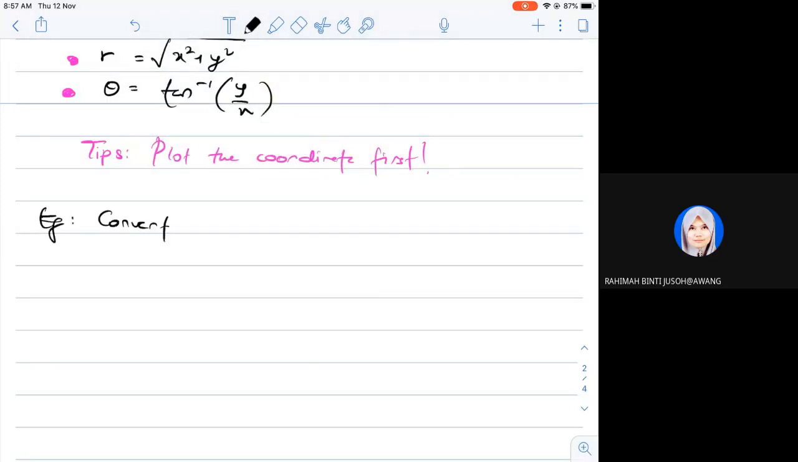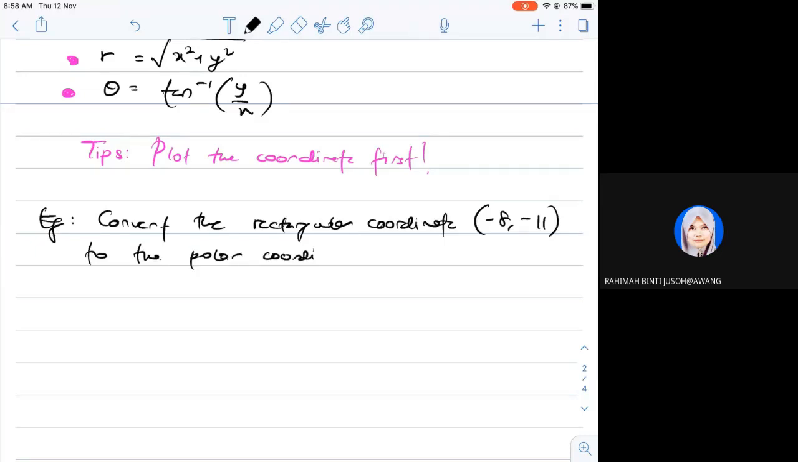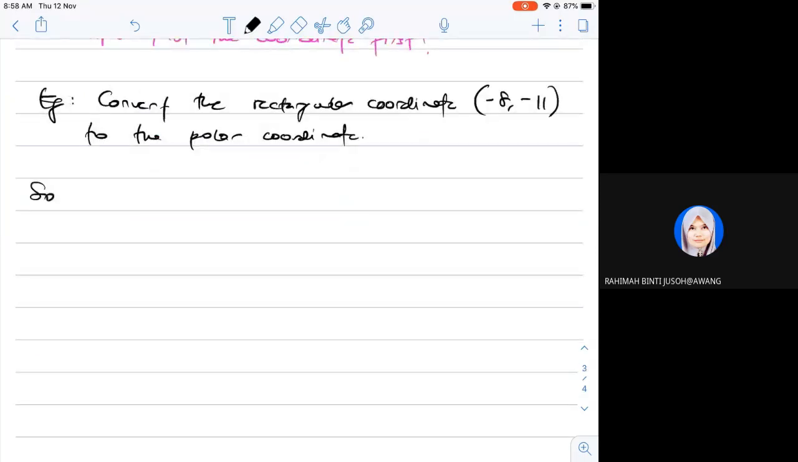Convert the rectangular coordinate, let's say -8, -11, to the polar coordinates. Okay, so let us plot this coordinate first.